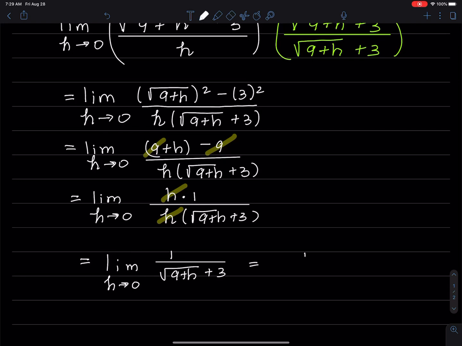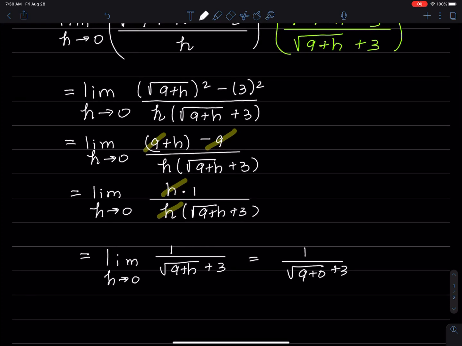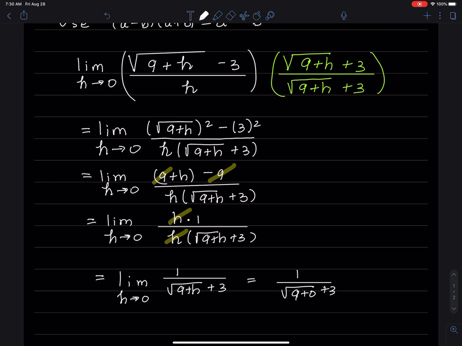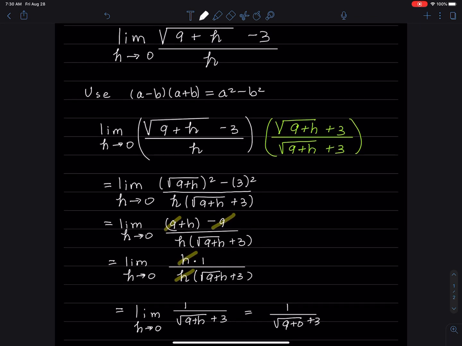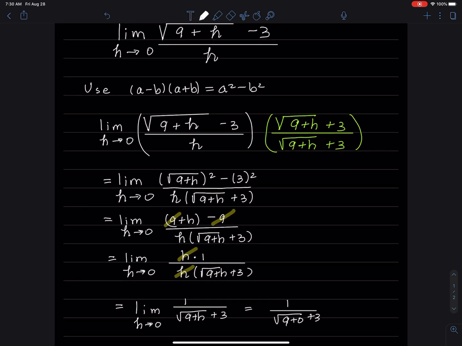This gives 1 over square root of 9 plus 0 plus 3. So once the h is canceled out, that allows me to directly substitute h as 0. See, h as 0 was giving 0 in the denominator. And also notice, throughout this whole process, I am writing down limit. I write limit each time, and each time equals limit. I don't drop that. I'm writing limit the whole time. But then when I plug in h is 0, I don't write limit anymore because now it's a number. There's no h there anymore.